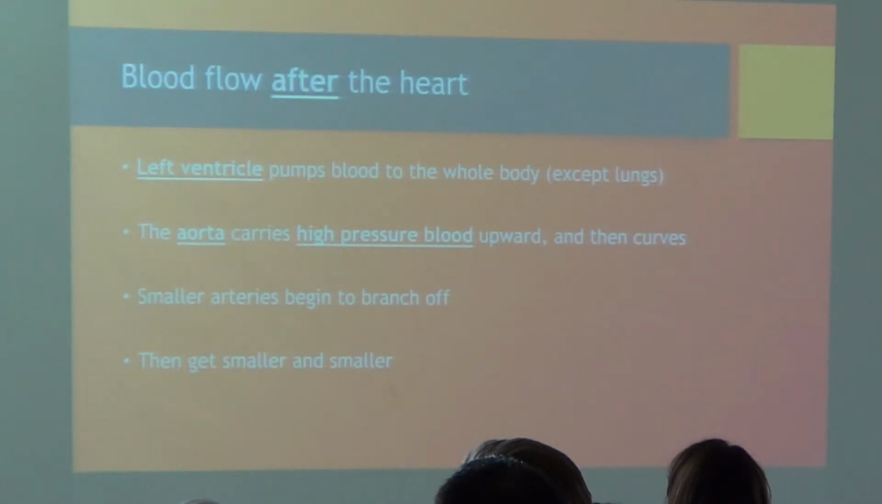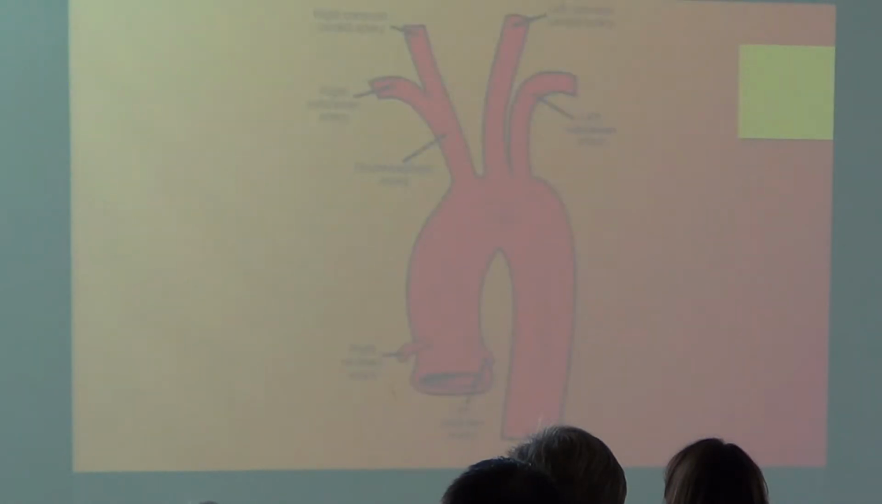The left ventricle pumps blood to the whole body except for the lungs. We saw that the right ventricle, in fact, is pumping blood to the lungs. It's specialized at doing that. The aorta, which we'll see a picture of in a minute, is the largest artery in the body. It carries blood upward and then starts to curve down. The smaller arteries begin to branch off and then get smaller and smaller and smaller.